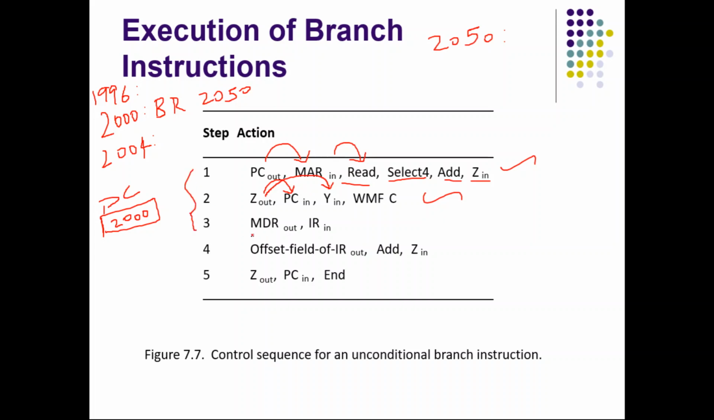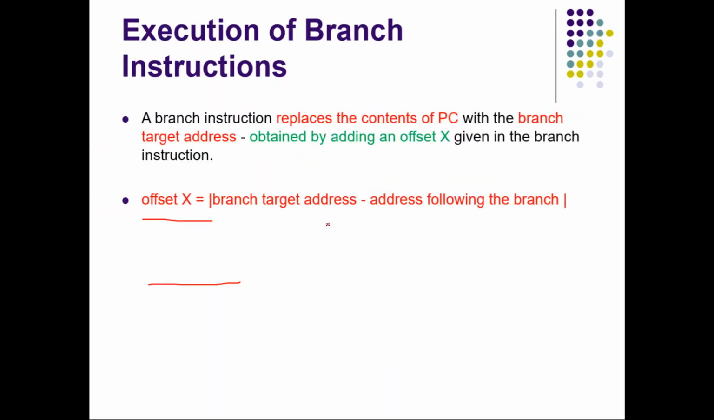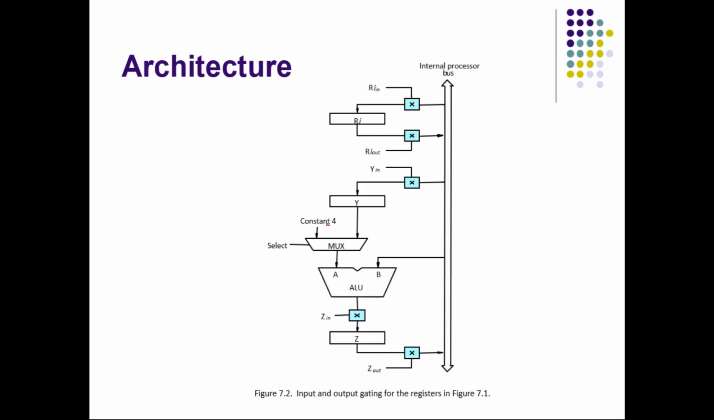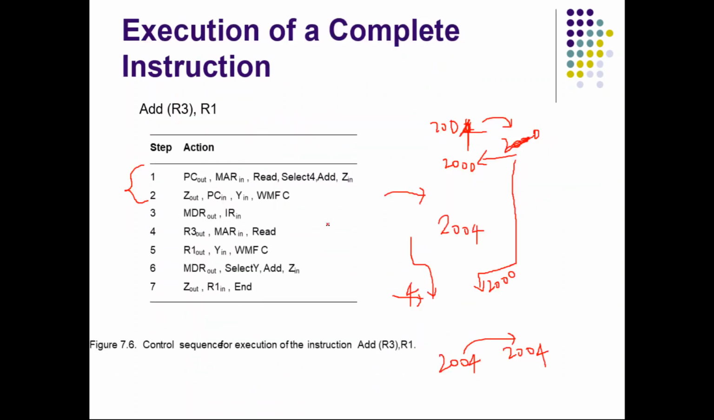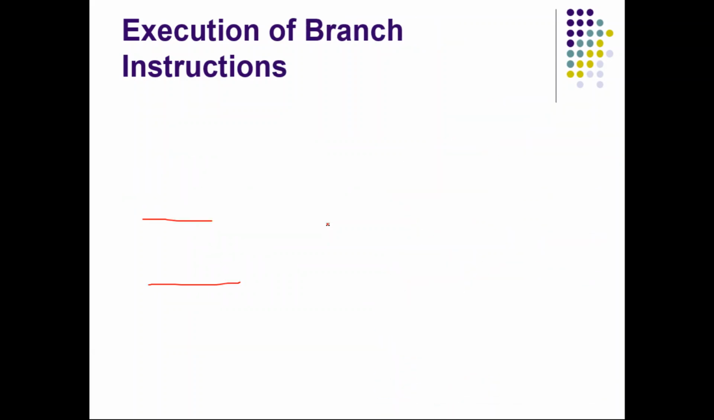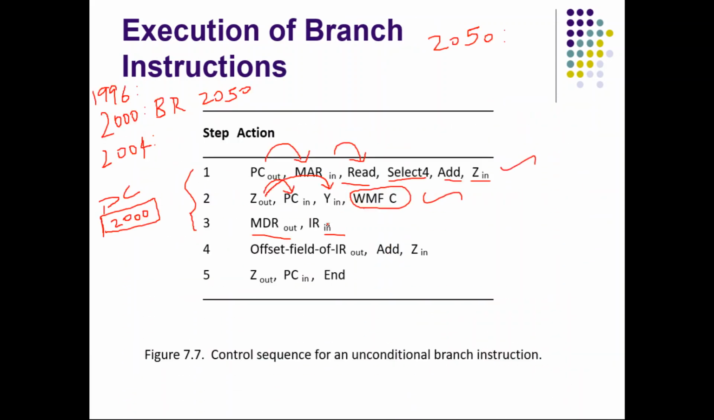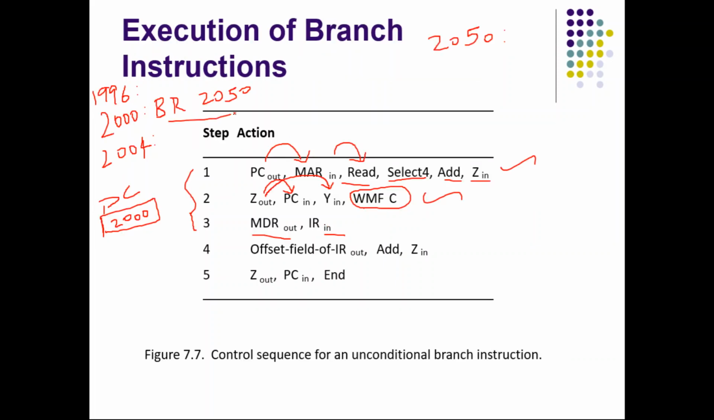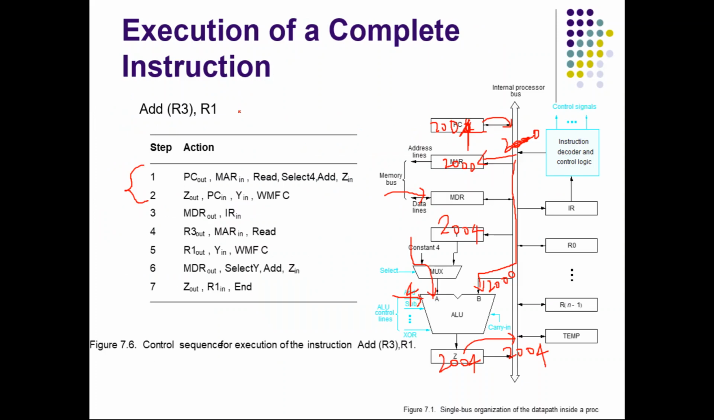Third instruction, if you see, MDR out and IR in. So after Y in we are waiting for the memory to complete. If memory is completed, then MDR out, IR in. So what will be MDR out by this time? MDR out will be that instruction, whatever the instruction. In our case it is the branch instruction, branch 2050. So that is what will be available in MDR out.